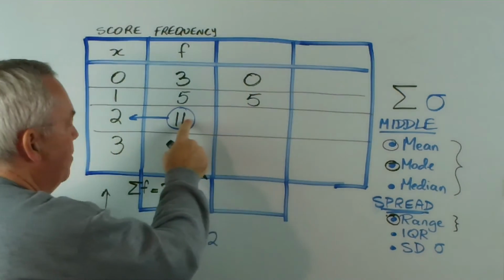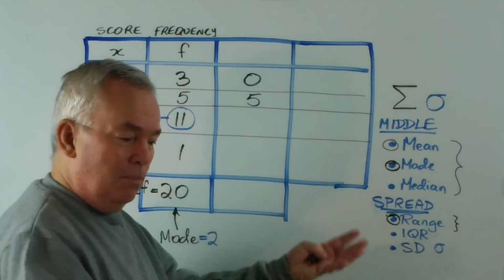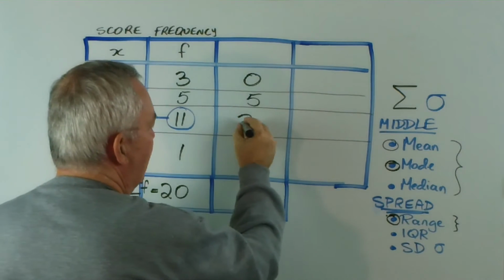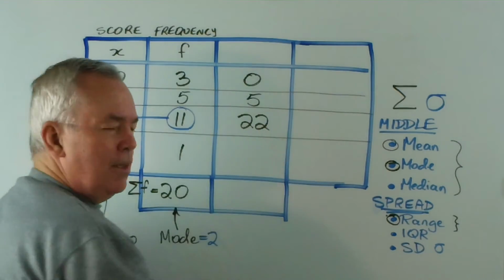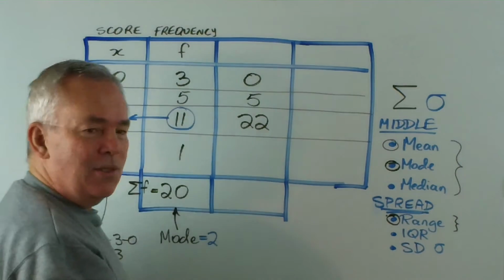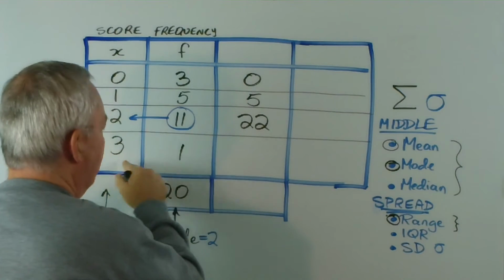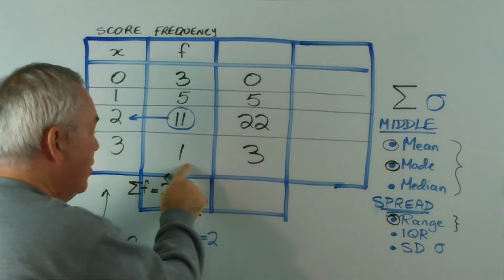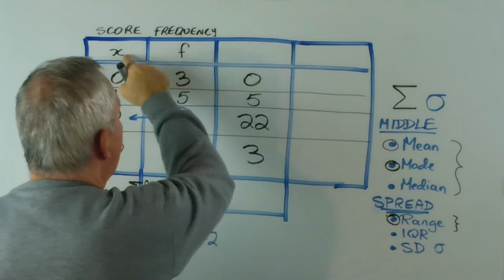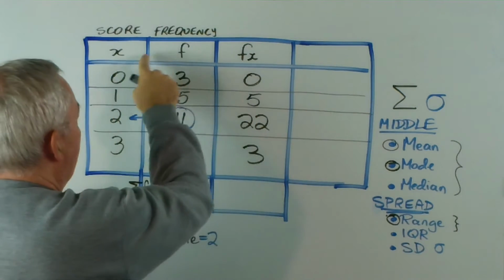These 11 children have 2 pets at home each, so collectively, when they come to school the next day, they will have 22 pets. How are we getting these figures? We're multiplying these, because if 11 children have 2 pets, we're going to have 22 pets. If one child has 3 pets, you go 1 times 3 is 3. If there were 7 of these, there'd be 7 lots of 3s, 21. So the column, because we're multiplying these, we call this column the fx column. F times x.